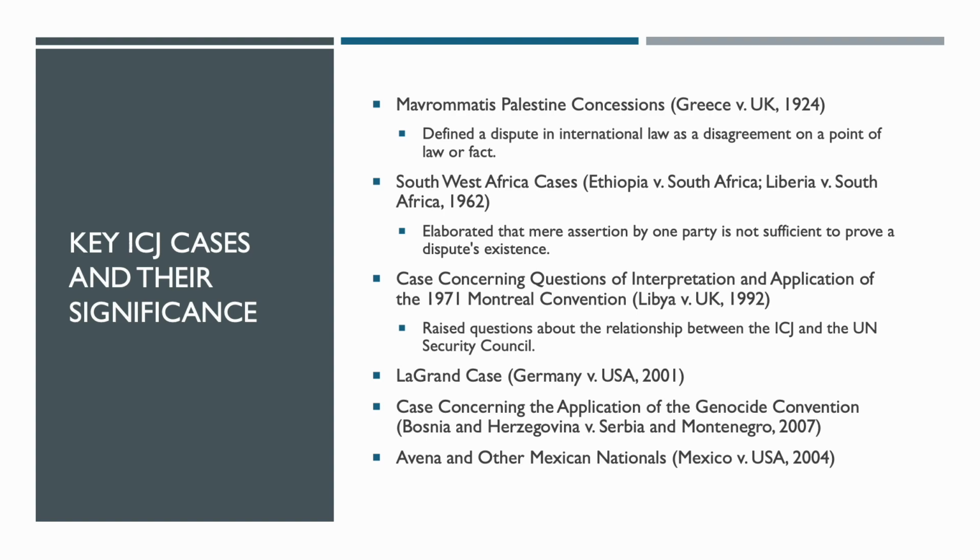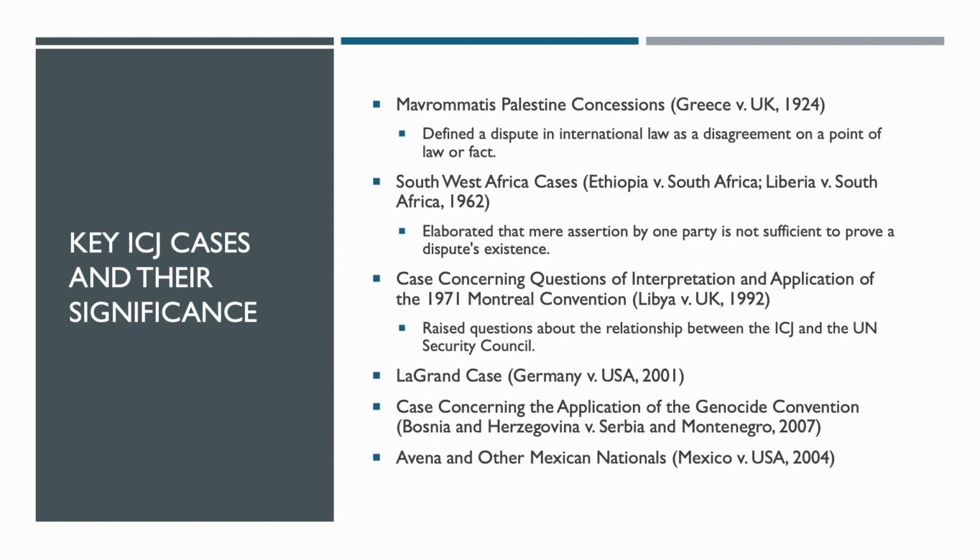Case concerning the application of the Convention on the Prevention and Punishment of the Crime of Genocide, Bosnia and Herzegovina versus Serbia and Montenegro, 2007. This case dealt with state responsibility for genocide and the interpretation of the Genocide Convention.